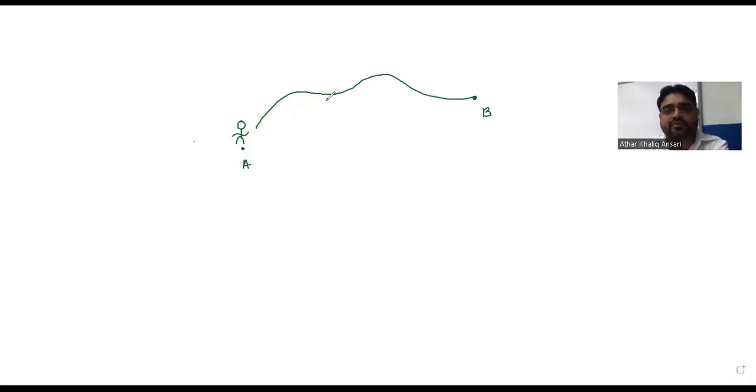So when you move from A to B, you cover some path. The total length of the path you traveled is called distance. So whenever we are concerned with distance, we have to find how much path we traveled, how much length of the path we covered.